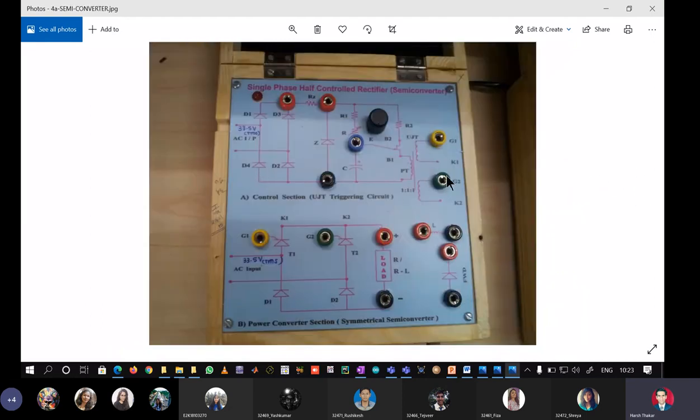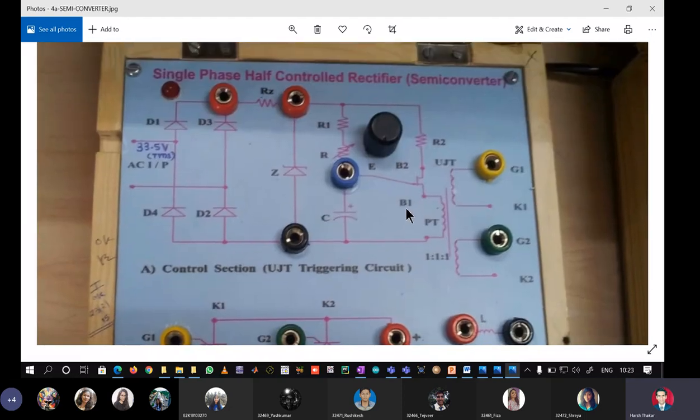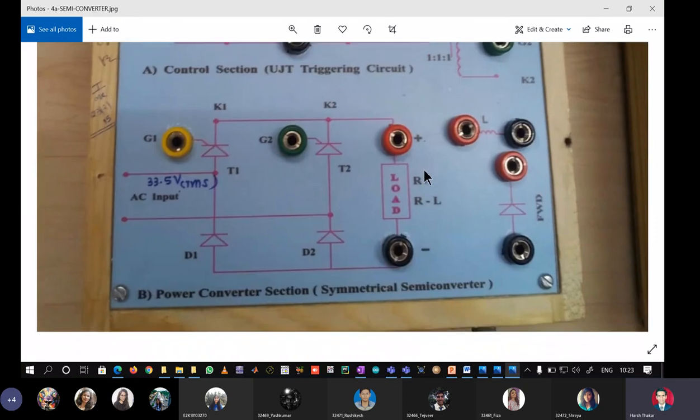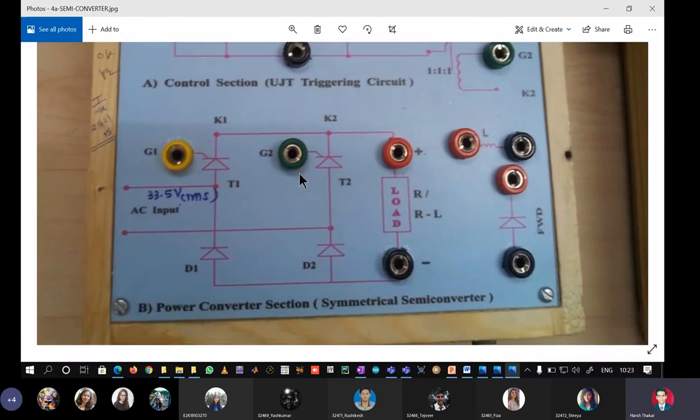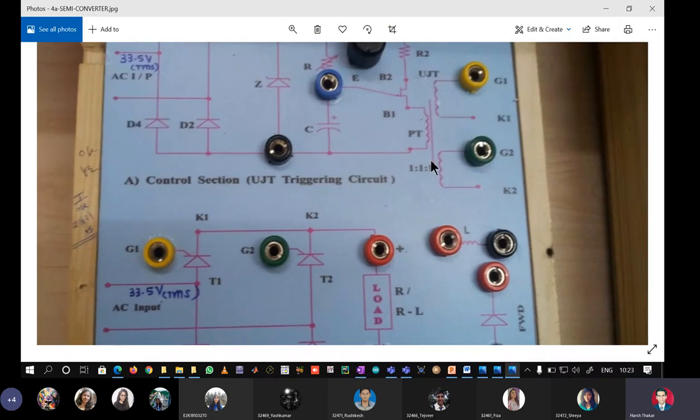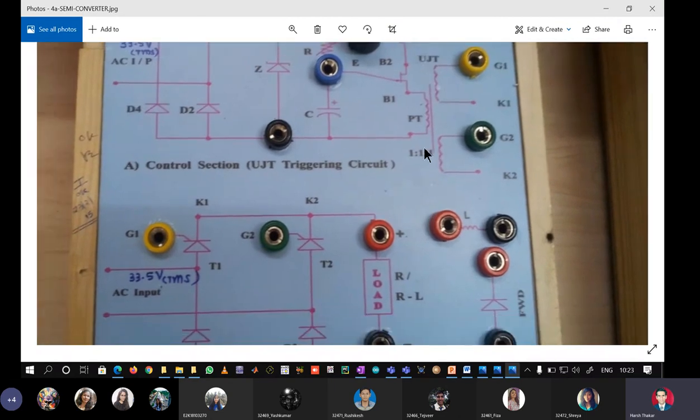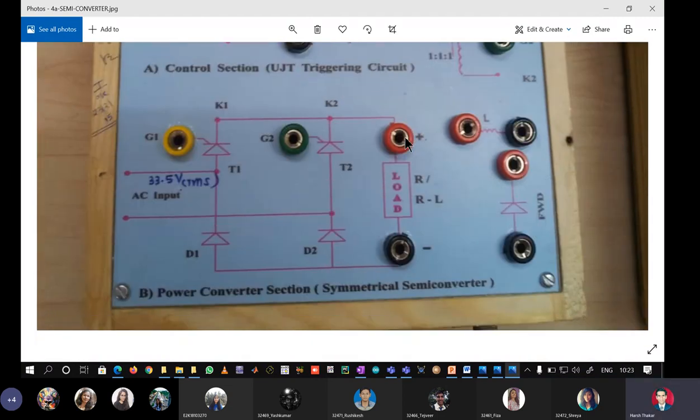You see here the upper half. So the upper half again is the same kit: bridge rectifier, Zener clamper, UJT as a relaxation oscillator. And here what we see down is a power circuit: 2 SCRs, T1 and T2, and 2 diodes D1 and D2. So the control circuit's output is given to a 1:1:1 pulse transformer, which has the part number 4503. So this pulse transformer will actually isolate the firing pulses and then give them to the power circuit.